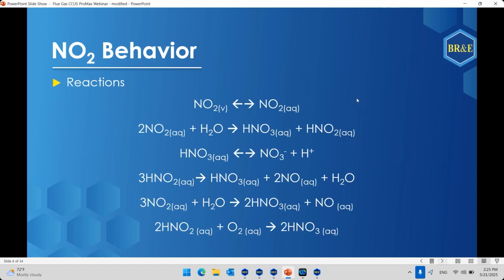Now, what happens to NO2? If we look at the second reaction, the nitrogen is actually going to change its oxidation number. While in the NO2 molecule it's 4, when it goes to HNO3 the oxidation state is 5, whereas in HNO2 it is 3. So again, there is a change in oxidation number. We can also see some reactions including reaction with oxygen. But again, what's important for us in terms of modeling is that there are ions present.